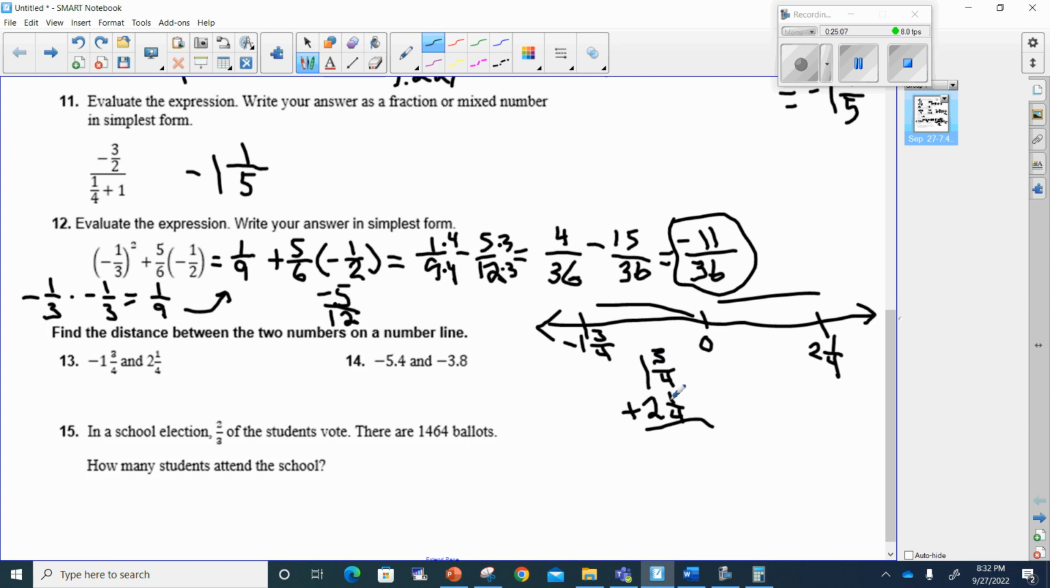All right, 3 plus 1 is 4, so that's going to be 4 on top and 4 on the bottom. That equals 1. And then 1 plus 2 is 3. So what I have here is 3 plus 1, and that's going to equal 4. So this equals 4. All right, let's try number 14.